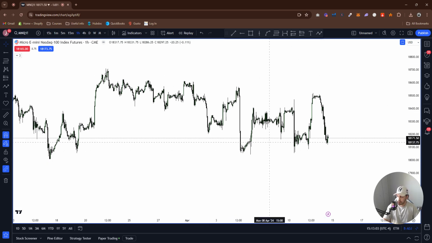Get into these charts and get familiar with market structure, liquidity points, and mess around with the paper trading for a little bit.